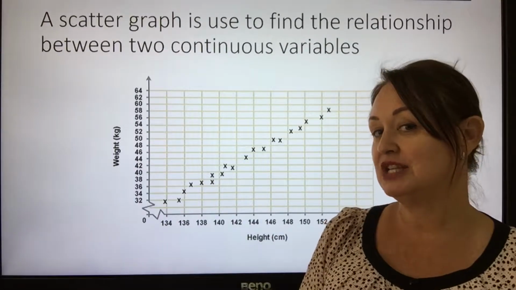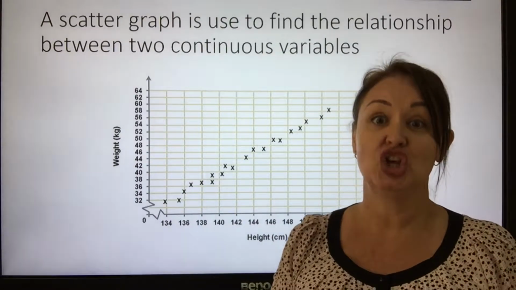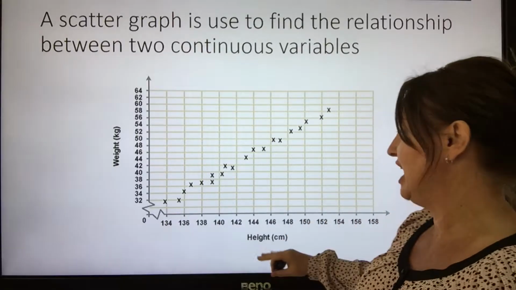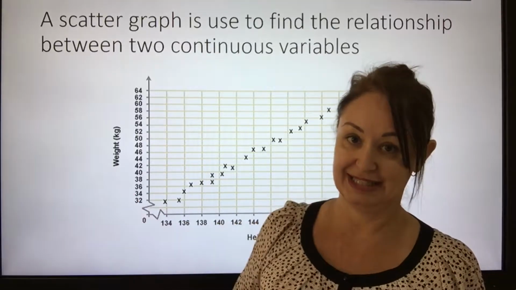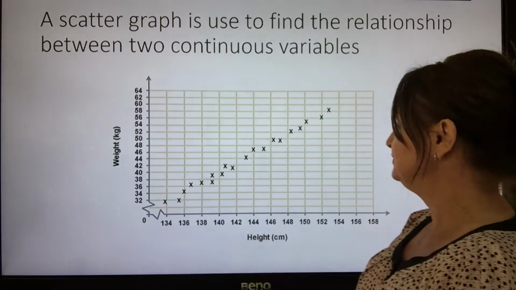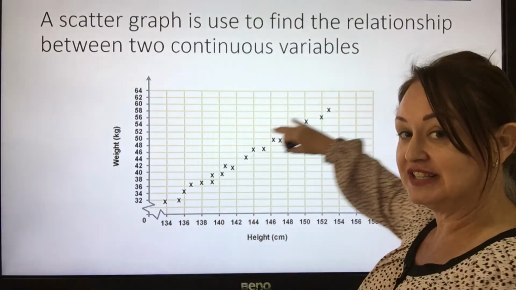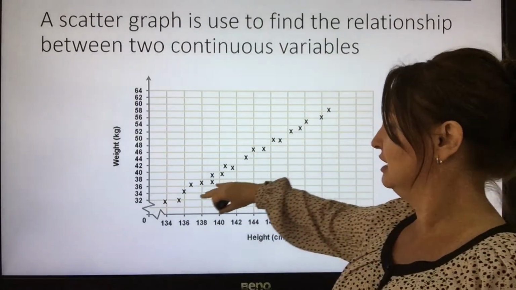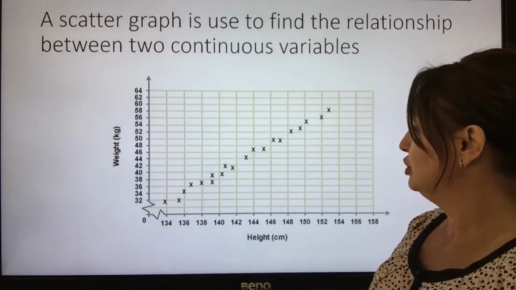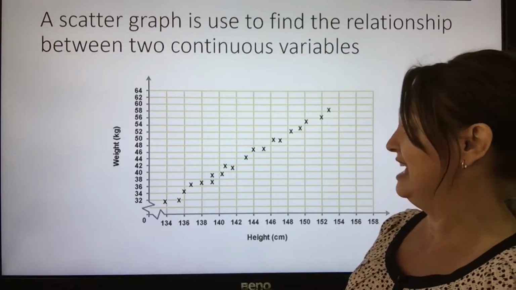But of course, in science, we have to remember that correlation doesn't mean causation. The height hasn't caused the weight. We don't know that. That would take further investigation, but certainly that relationship shows that there is a correlation.